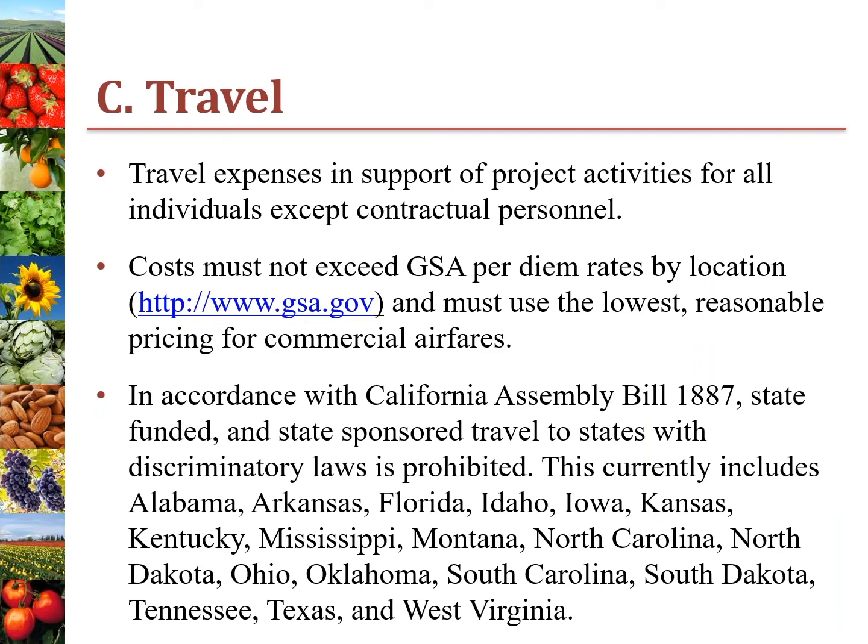Project-related travel expenses will be listed in Category C. The expenses listed here should support project activities for all individuals except contractual personnel. If the project has contractors that will be traveling as well, those costs should be listed under the contractual section.